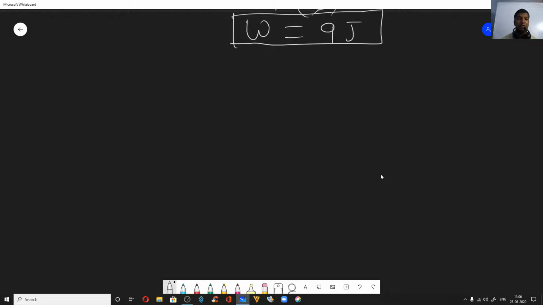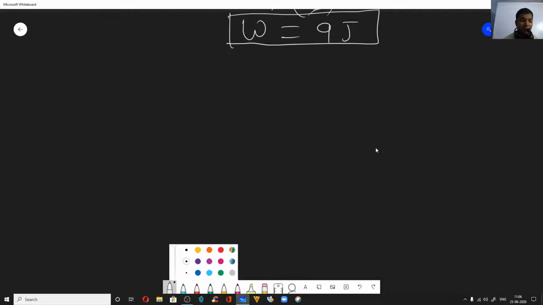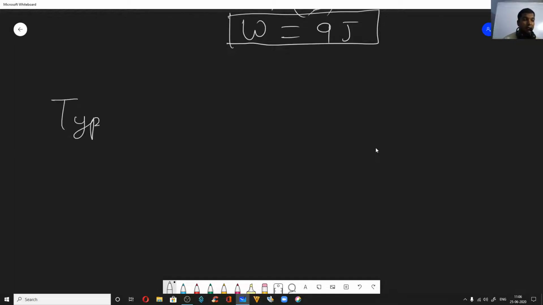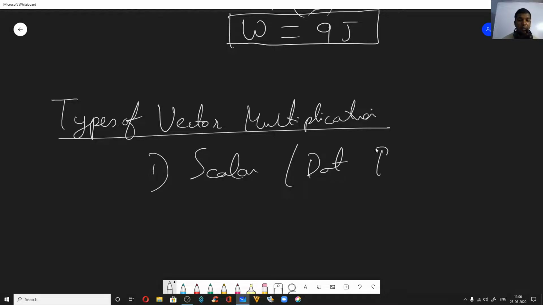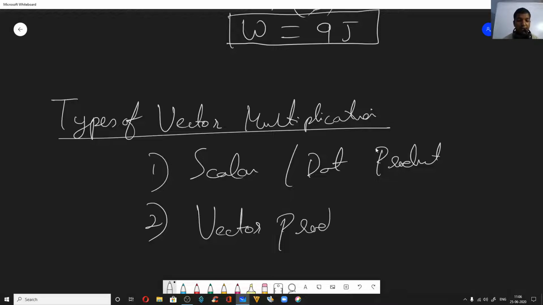Now next, let us go to one more type of vector multiplication. If you remember, we have two types of vector multiplication. The first one is scalar product, otherwise dot product. The next one we will do now is called vector product, or cross product.